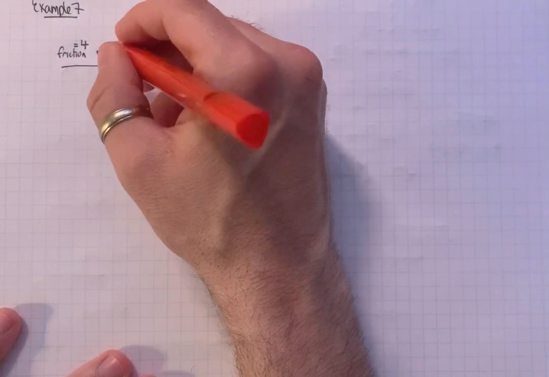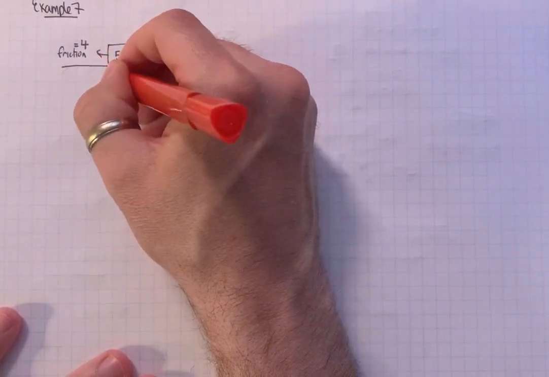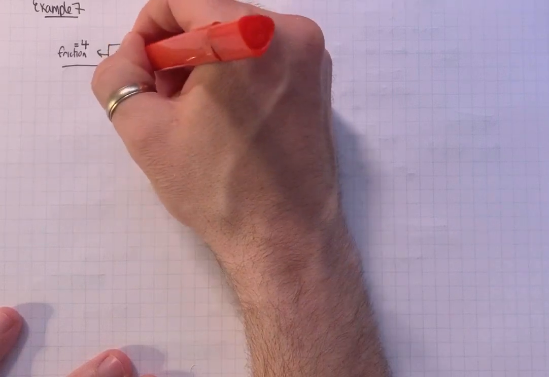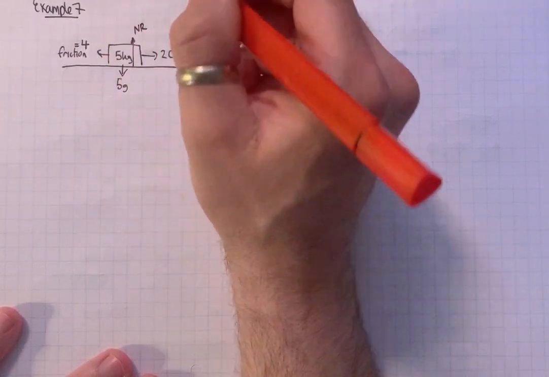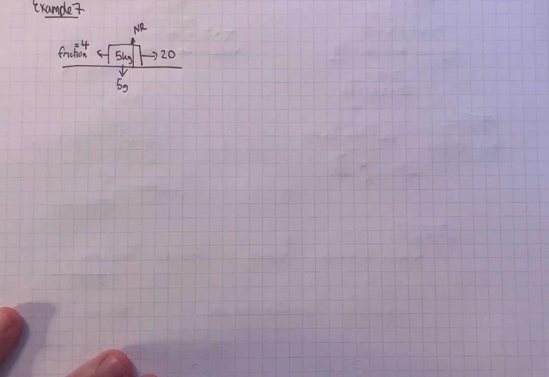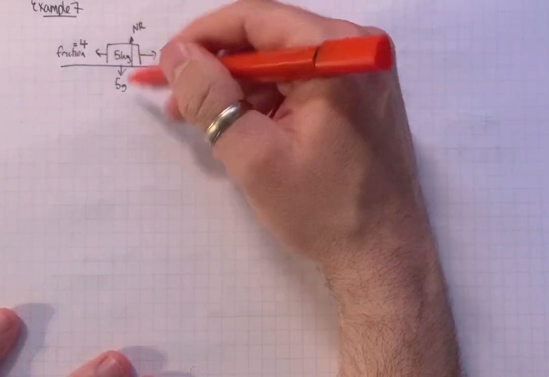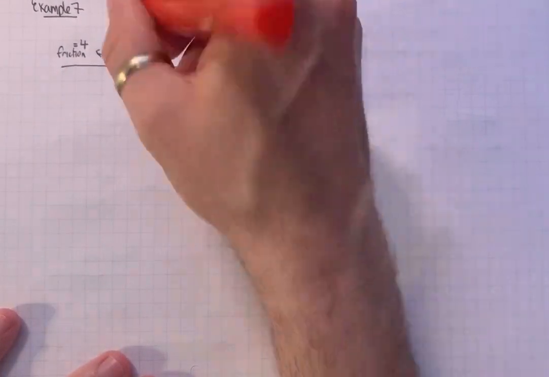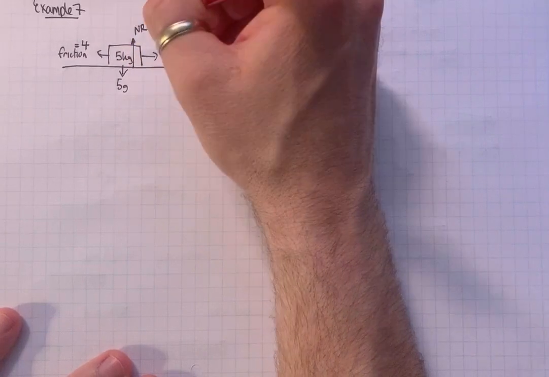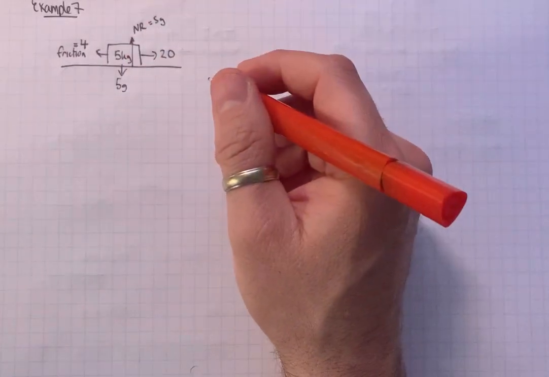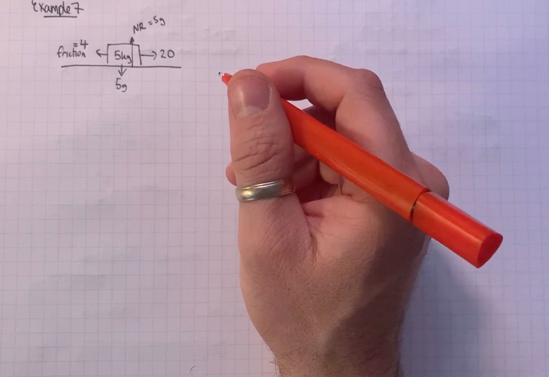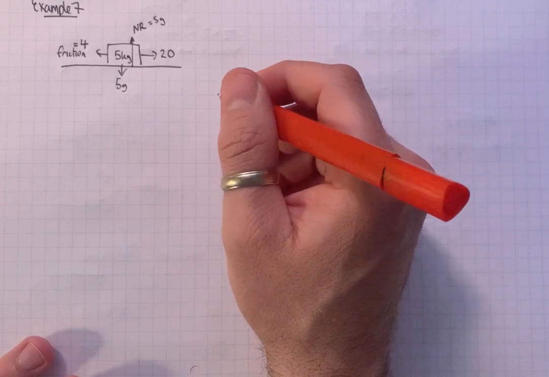We would also have the weight force, which would be 5g, and the normal reaction, which, because there's no vertical acceleration, would also be equal to 5g. I don't think the question involves that though. It asks us firstly for the acceleration of the body.